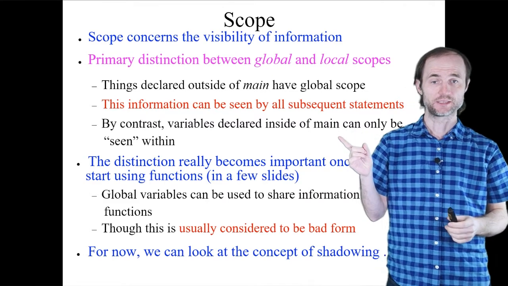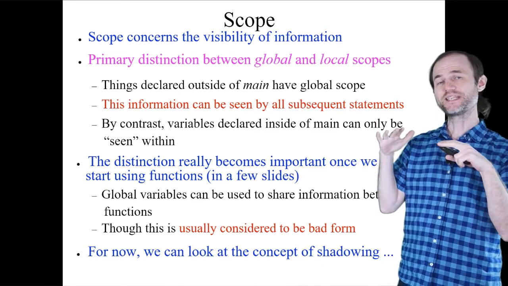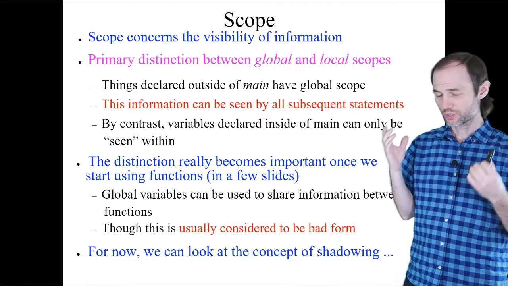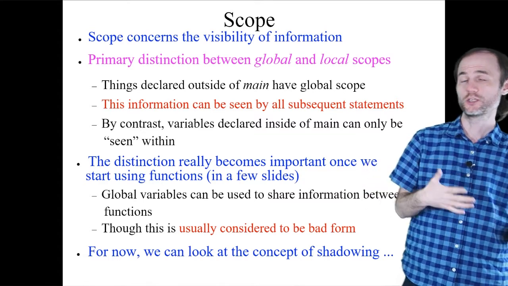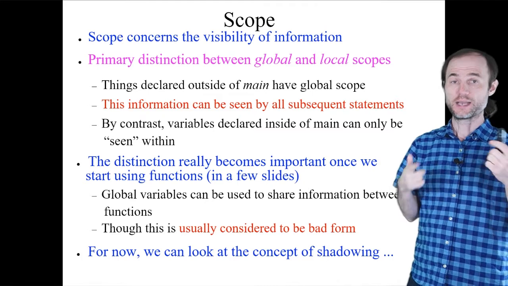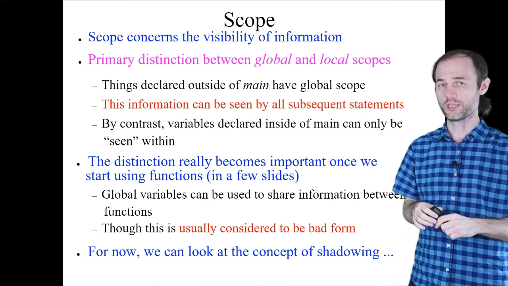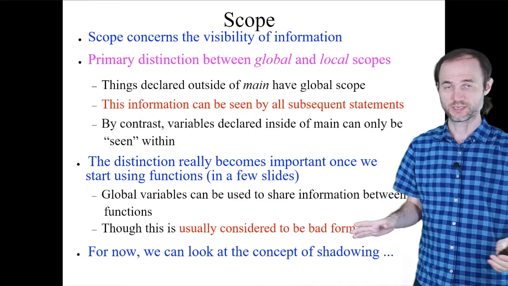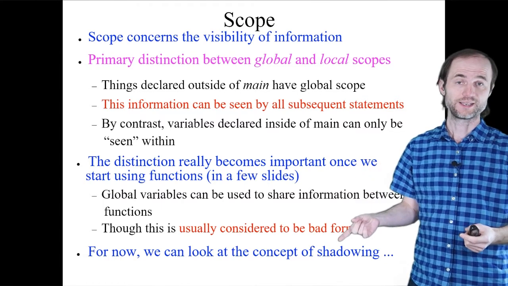In contrast, variables that are declared inside of main can only be seen inside of main after the point that they were declared. It's really important when you start using functions, which we'll get to in just a little bit, where global variables actually can be used to share information between the functions, although this is not a great practice and I strongly discourage you from doing that. But because everybody in science does that until they get burned, well, let's take a look at how it works.